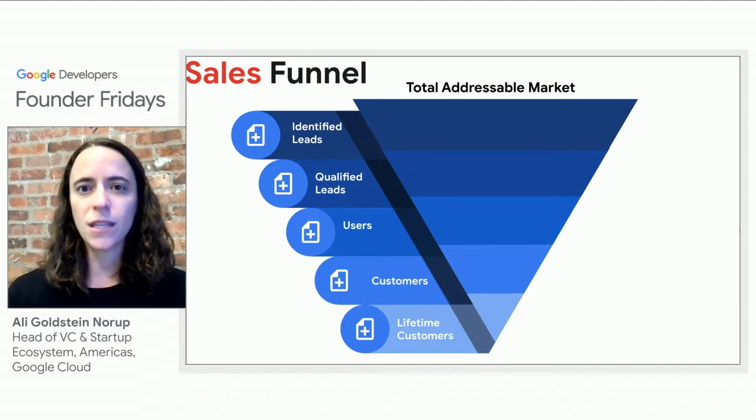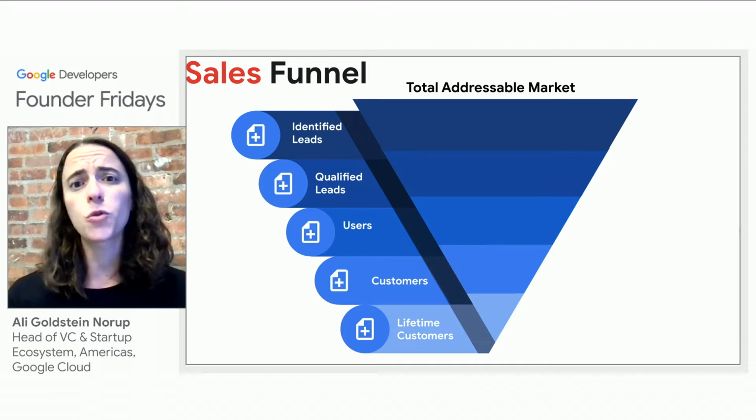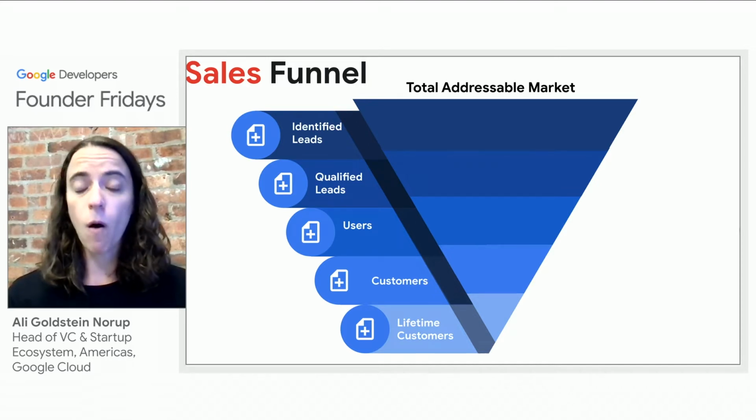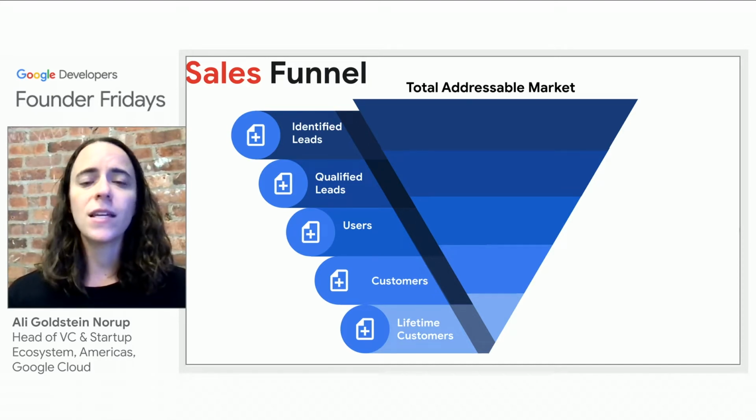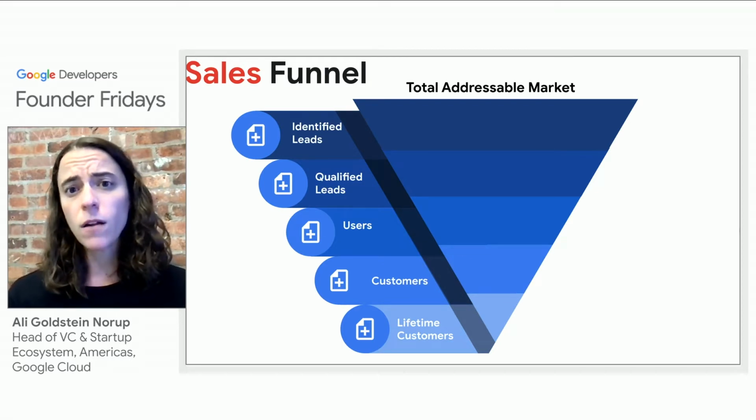But as you can see here, at the top of the funnel is our total addressable market. As we think about our total addressable market, there are probably only a few identified leads that we can specifically talk to at this time. What we're going to do is reach out to those leads and qualify them. Through that qualification, we're going to understand if they're truly a lead or not. Ultimately, those qualified leads may start off with a pilot. They may start off with a free trial or freemium.